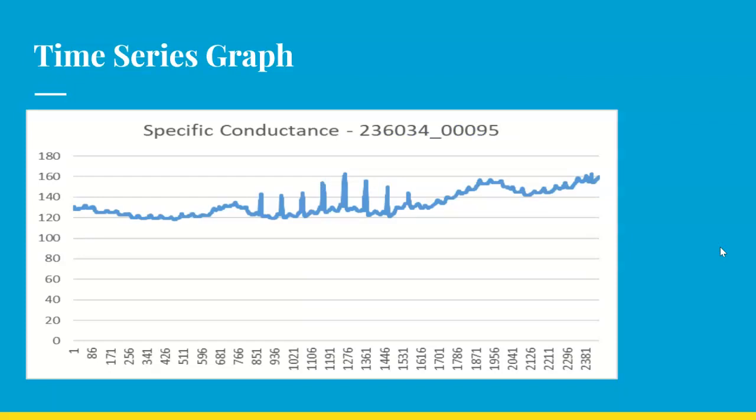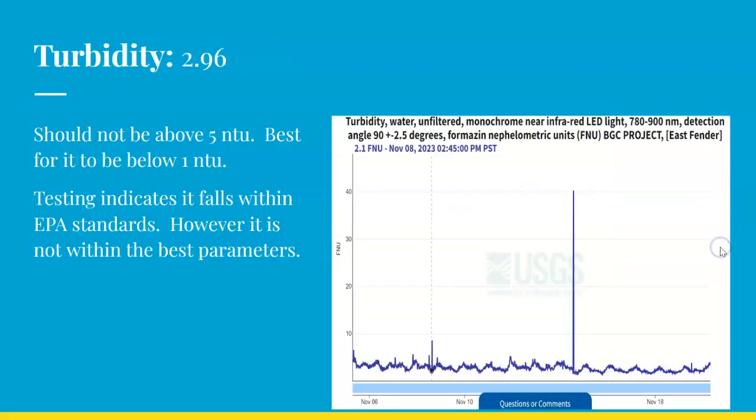And very similar, like seeing little peaks and stuff. Turbidity was 2.96. It is below that 5 NTU, but not below the 1 NTU. So it falls within the standards. However, it's not within the best parameters. There is a little outlier there, a couple of them that might have skewed that a little bit.